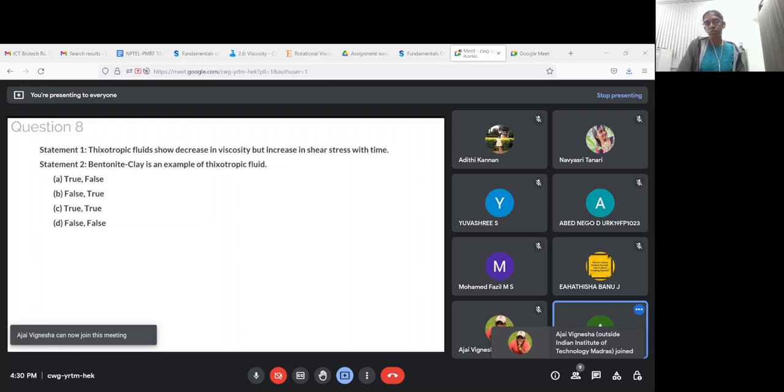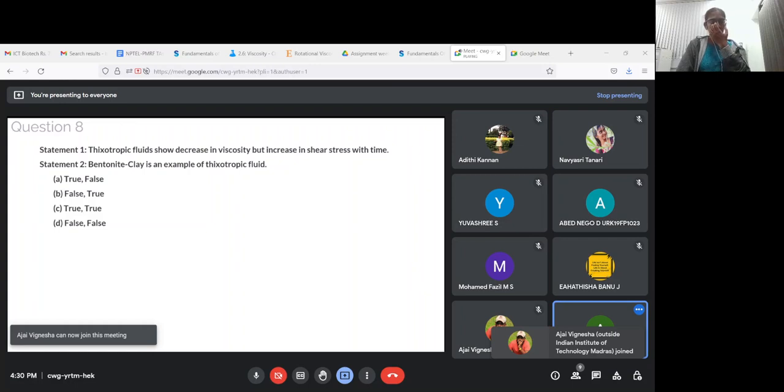Any other answers apart from option A? Okay, so what is a thixotropic fluid? Is it time dependent or time independent? So in a time dependent fluid, is the viscosity decreasing or increasing? This should be in the week 1 classes as well. For thixotropic fluids, viscosity decreases over time. Okay, viscosity decreases over time. So what about the shear stress? So decreases.